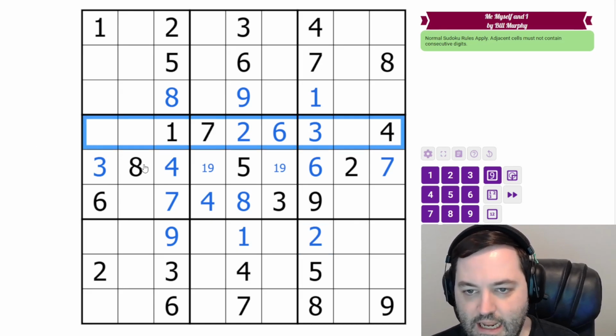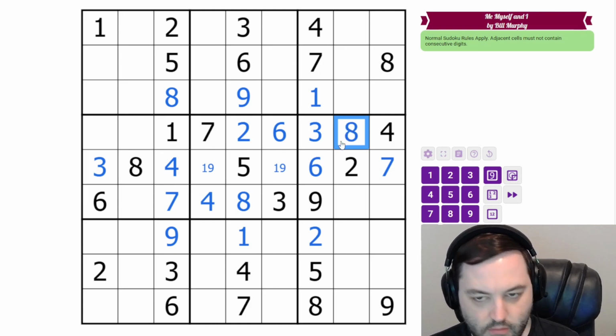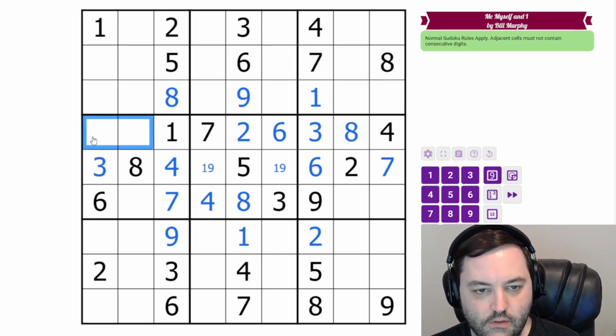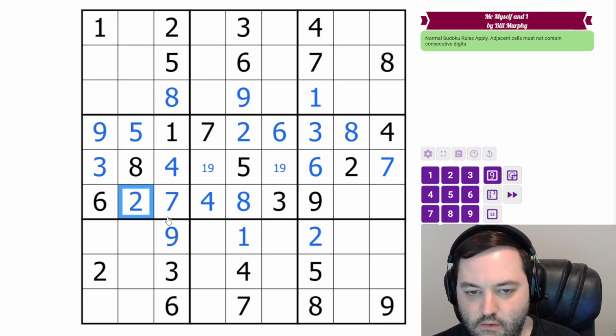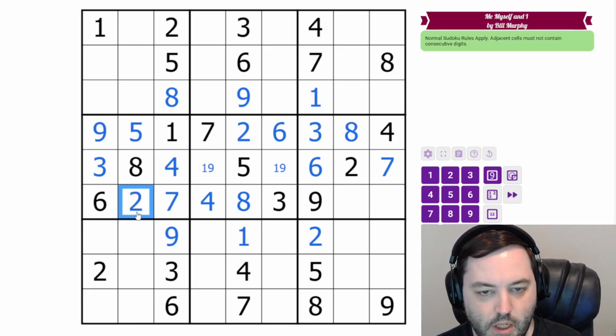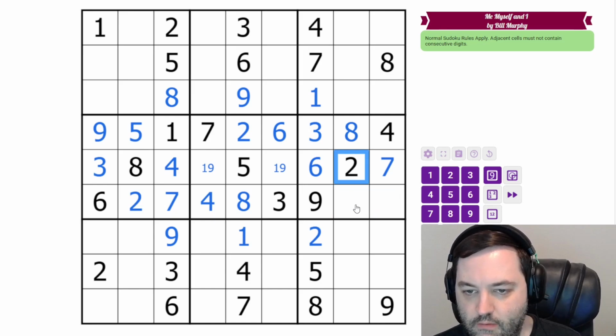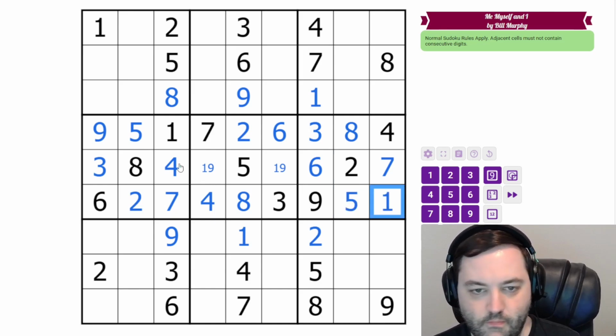Now we still need an 8 in this row. There's an 8 here. So 8 goes there. These are 5 and 9. 9 can't go next to the 8. So that's 5, 9. And 2 is the last digit in the box. And then these are 1 and 5. The 1 can't go next to the 2. That resolves that box.